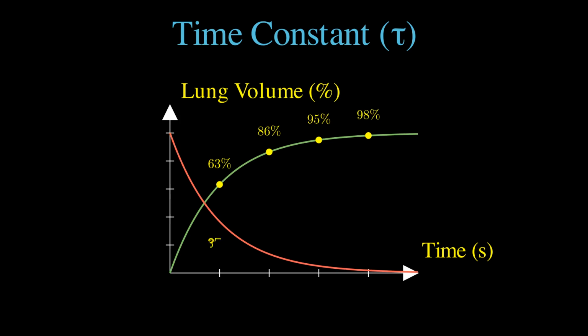During expiration, after 1 tau, 37% of lung volume remains. After 2 tau, this drops to 14%. By 3 tau, only 5% remains. After 4 tau, less than 2% of the initial volume is left.